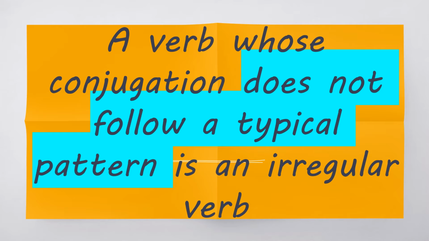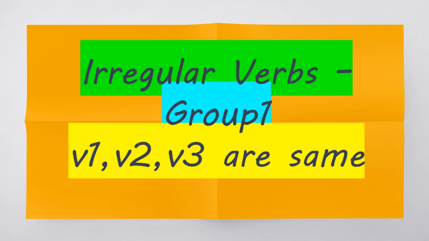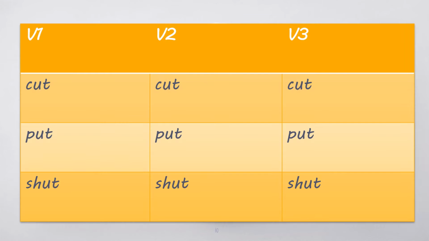A verb whose conjugation does not follow a typical pattern is an irregular verb. Irregular verbs can be divided into four groups. Group 1. In Group 1, V1, V2 and V3 all are same. Examples of irregular verbs, Group 1. Cut, cut, cut. Put, put, put. Shut, shut, shut.